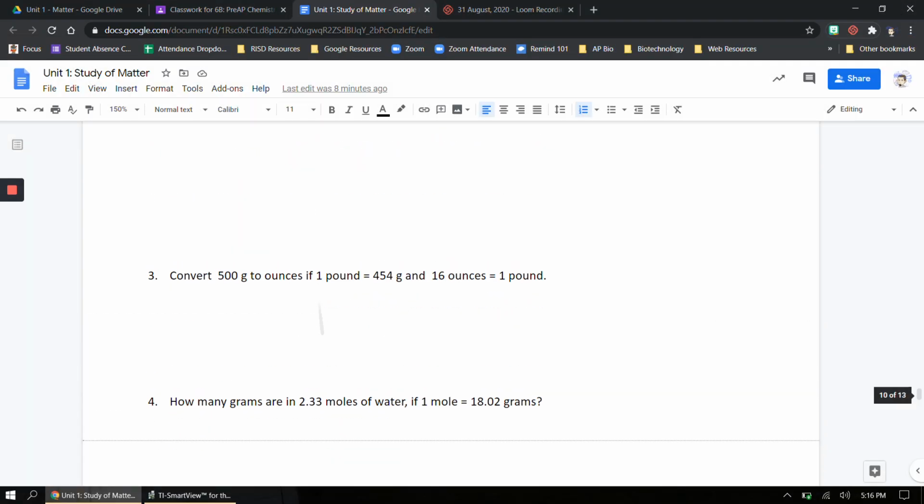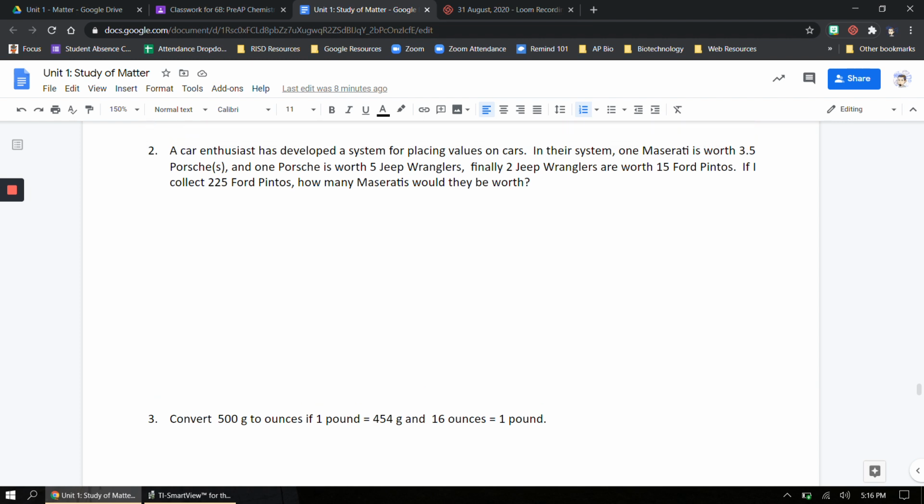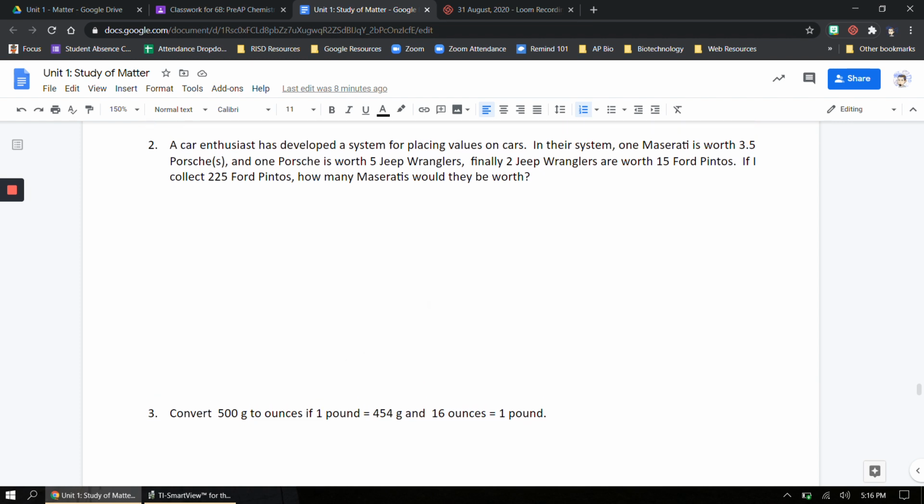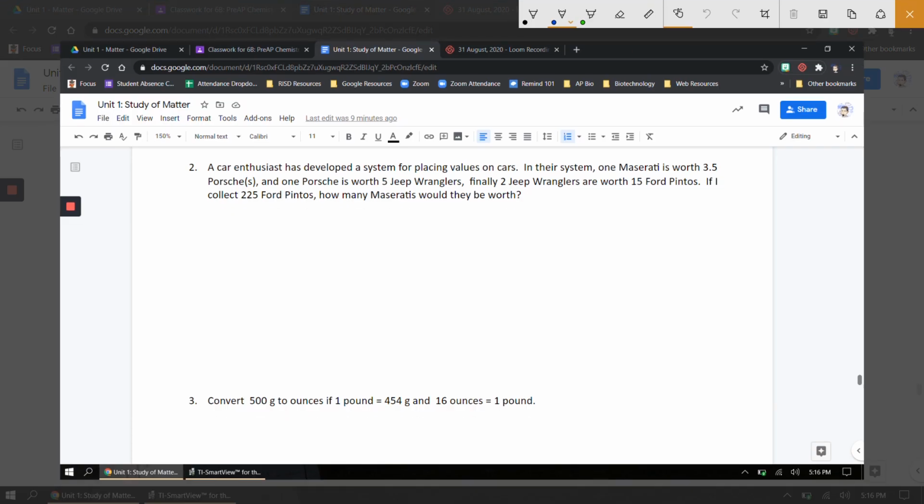All right. This one I like because I like cars. So this one is a little more advanced because, again, we're just adding to the length of it. But the process is still identical. It says a car enthusiast has developed a system for placing values on cars.